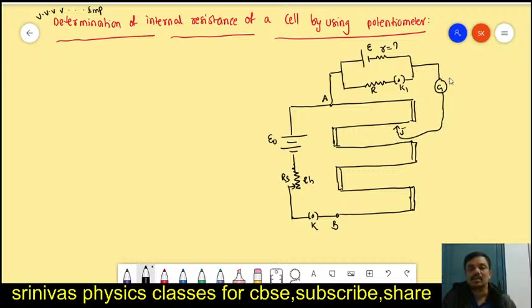Then let us start how to do the connections. All the positive terminals should be connected together. Remember, this is the positive terminal, this is the positive terminal, this is the positive terminal, connected to point A. Let us start how to find the internal resistance of a cell. First, close plug key K. Now is it clear, students? Is it appearing?